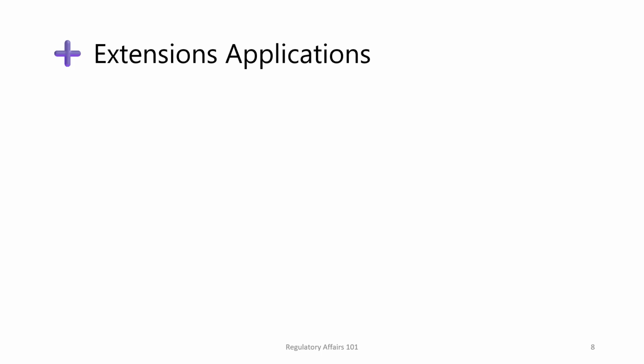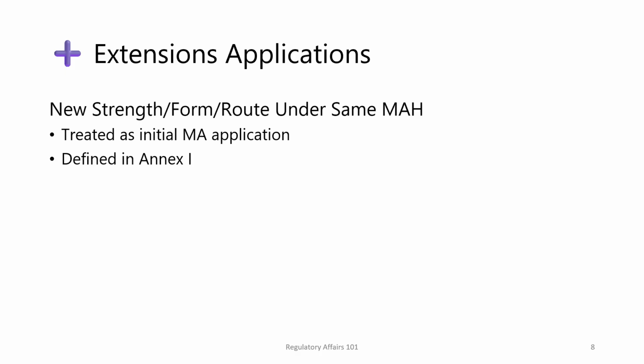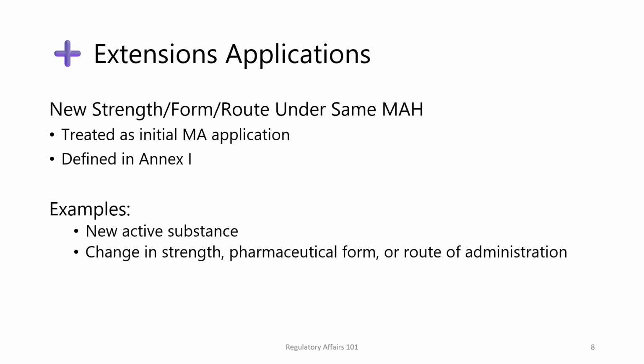Extension applications involve new strengths, forms, or routes under the same MAH. These are treated as initial marketing authorizations, defined in Annex 1. Examples include a new active substance, change in strength, pharmaceutical form, or route of administration.